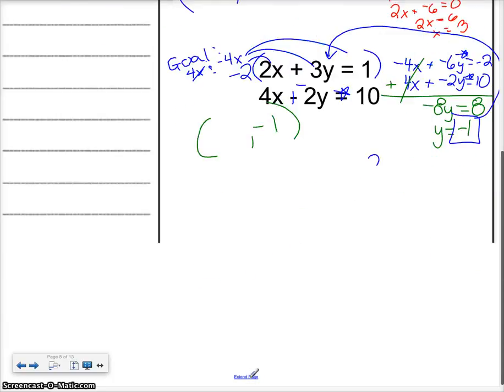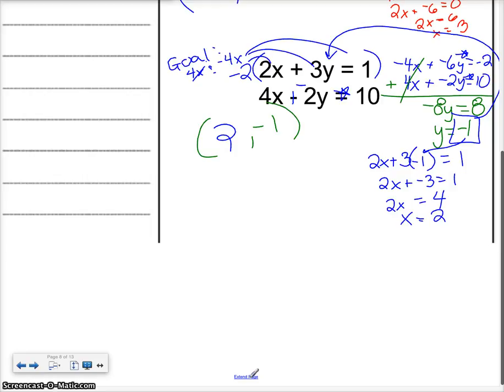Okay, and then I get 2x plus 3 times y, that's right there, equals 1. 2x plus a negative 3 is 1. 2x is plus 3, 4. X is 2. These two lines intersect at the point 2, negative 1.